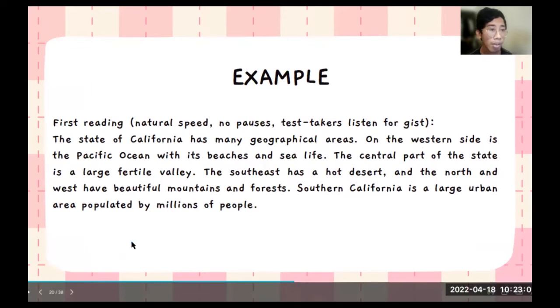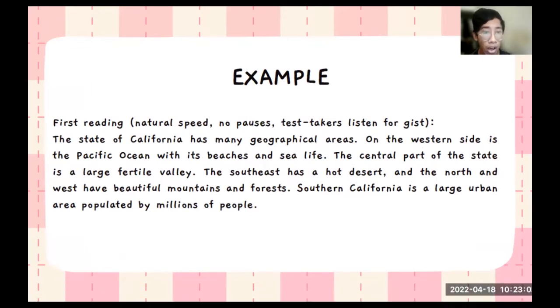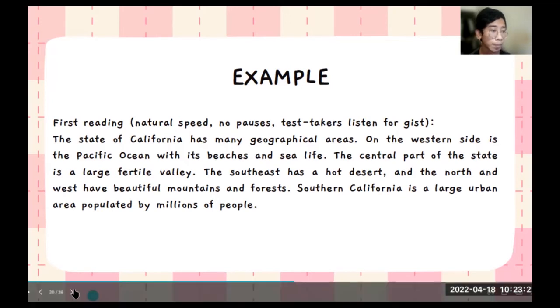The state of California has many geographical areas. On the western side is the Pacific Ocean with its beaches and sea life. The central part of the state is a large fertile valley. The southeast has a desert, and the north and west have beautiful mountains and forests. Southern California is a large urban area populated by millions of people.